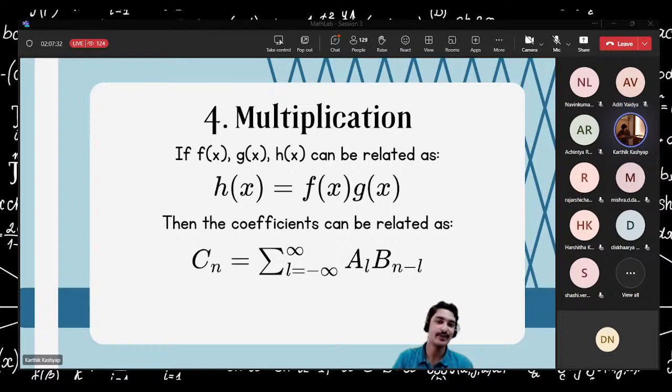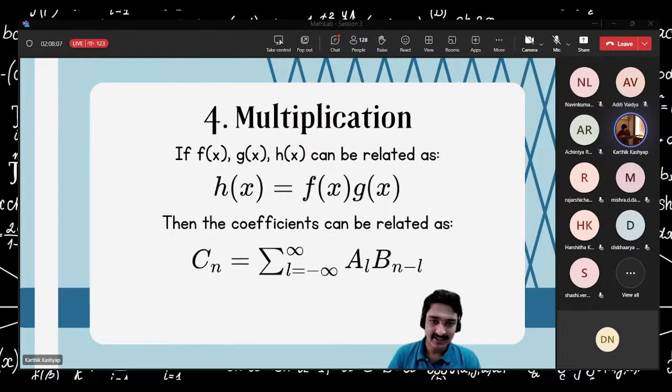Again, if multiplication, h of x is f of x times g of x. This is a little hard to visualize. Let's say there are two exponentials, e power i n1 x and e power i n2 x, both from different a and b, for f of x and g of x. Now, suppose you want to find for e power i n x. For that, you need to get, let's say, n1 from a. What you have to get from b is n minus n1, contributed such that the multiplication gives e power i n x.